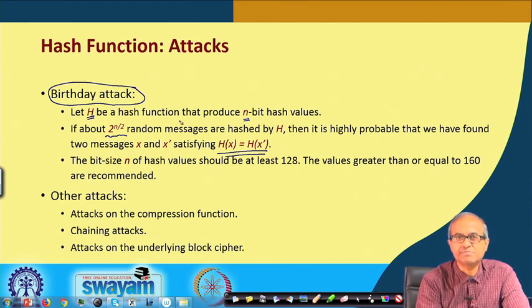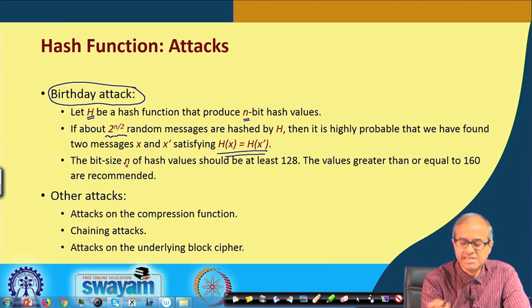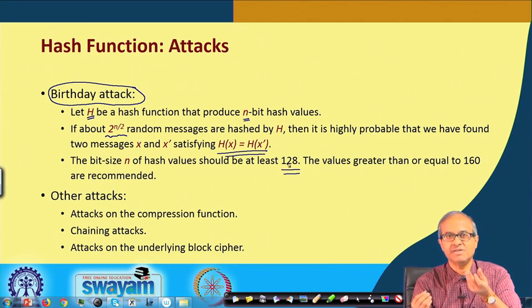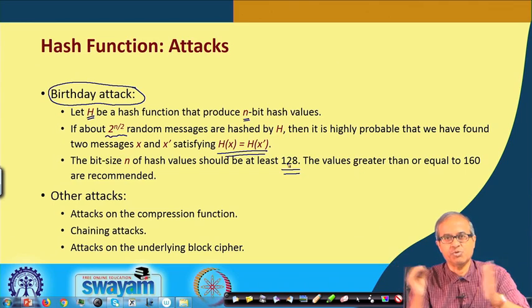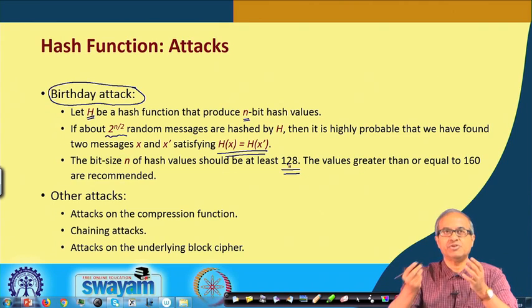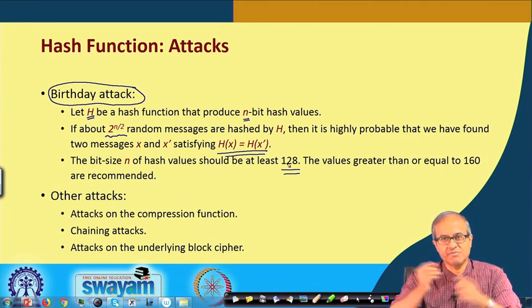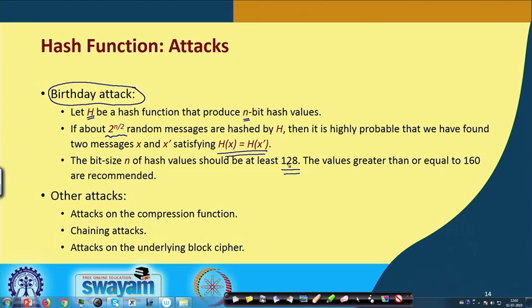Now, because of this birthday attack, this is possible. So, the number of bits n must be at least 128, because if you use a smaller value, then the birthday attack can be mounted and you can easily break it. To make it more difficult, you must use more bits. That is why I said SHA-512 uses 512 bits, it is much larger. So, it is much more difficult to mount this attack.